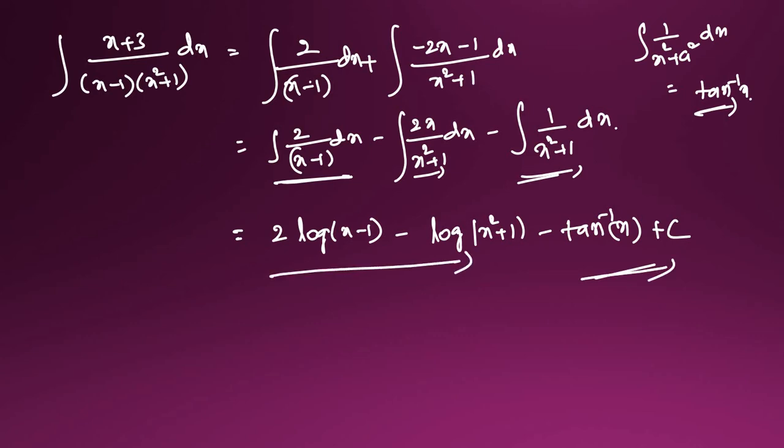Now moving to the next question. Now here the seventh question is given. Seventh question, what is given? Integral 1 by e power of x minus 1 dx is given in this one.